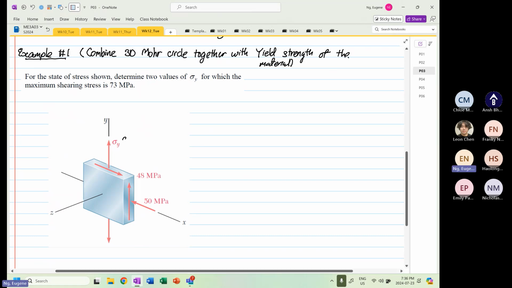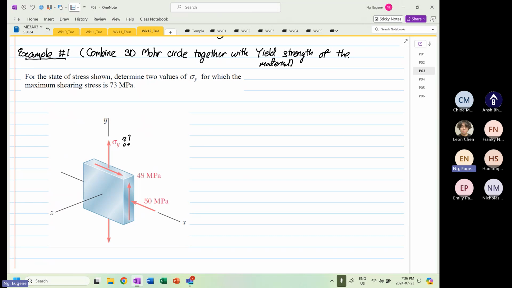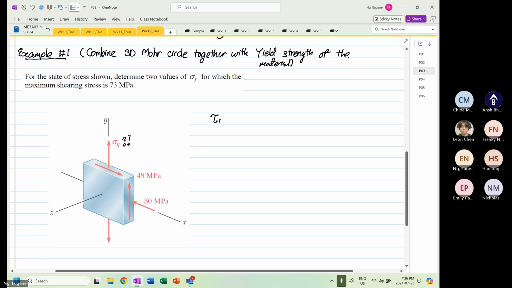Okay. So this question states that for the state of stress shown, determine the two values of stress Y for which the maximum shearing stress allowable is 73 megapascal, right? So we know that the tau max is equal to 73 megapascal. So that is given to us, okay?